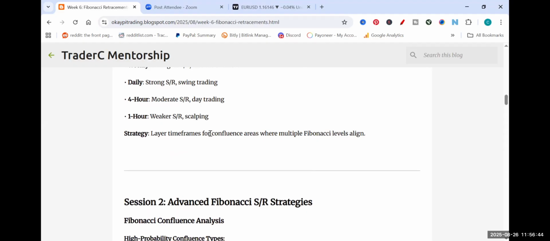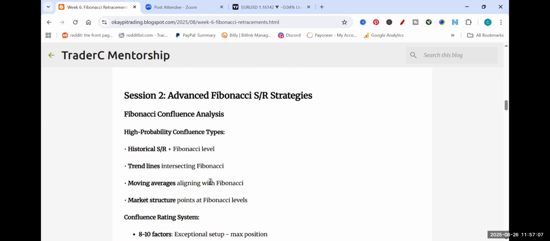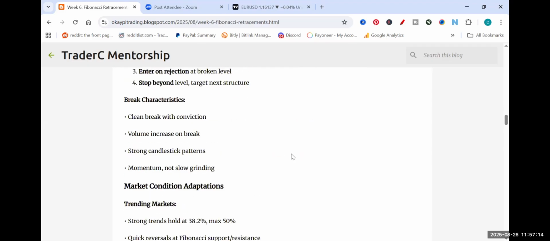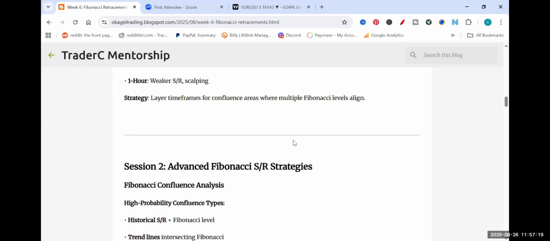Now, strategy layer. You just need to layer time frames for confluence, areas where multiple Fibonacci levels align. You layer the way I showed you in support and resistance, and then you go to your entry time frame, which is maybe 5 minutes or 15 minutes. That's where you enter your trades. Same case, just layering. Before we go to the next part, which will be Fibonacci confluence, let's go to the market now.